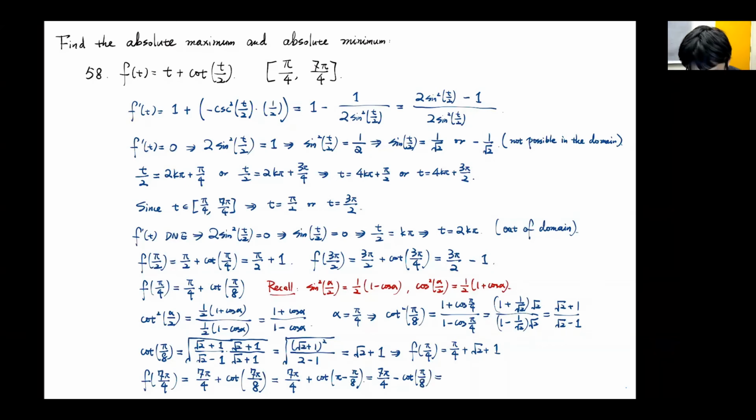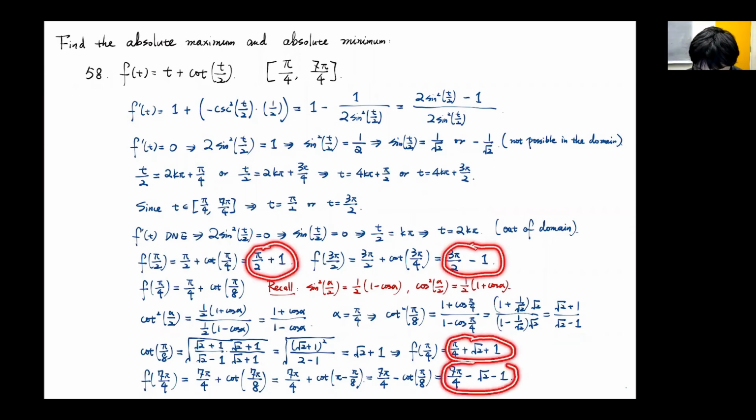Now we can plug in cotangent of pi over 8 to see that it is 7 pi over 4 minus root 2 minus 1. So this will be the function value at the other endpoint. Okay, so now we need to compare these four numbers, and this part is really tricky. It's still possible for us to compare these four numbers without a calculator, as I will show you. But even if you're not following, don't worry too much. It's very unlikely that you will have to perform the same kind of computations in the test.